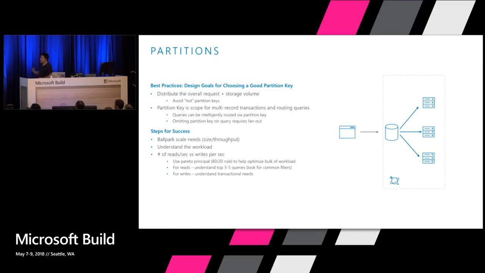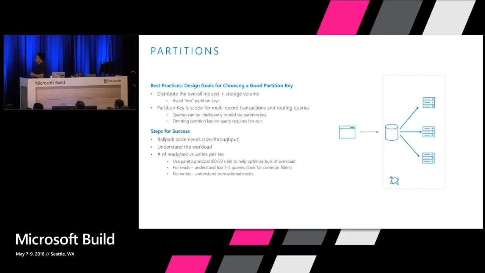You want to operate off of the Pareto principle, the 80-20 rule, because at the end of the day, it's very easy to get into analysis paralysis where you go, what if I want to do this? What if I want to do that? And then you spend the next years thinking of what-ifs. But what you are forgetting is a lot of these what-ifs are really edge cases that happen once every now and then. It's totally OK to fan out for those edge cases. You want to make sure that the partition key design is appropriate for the bulk of your workload.